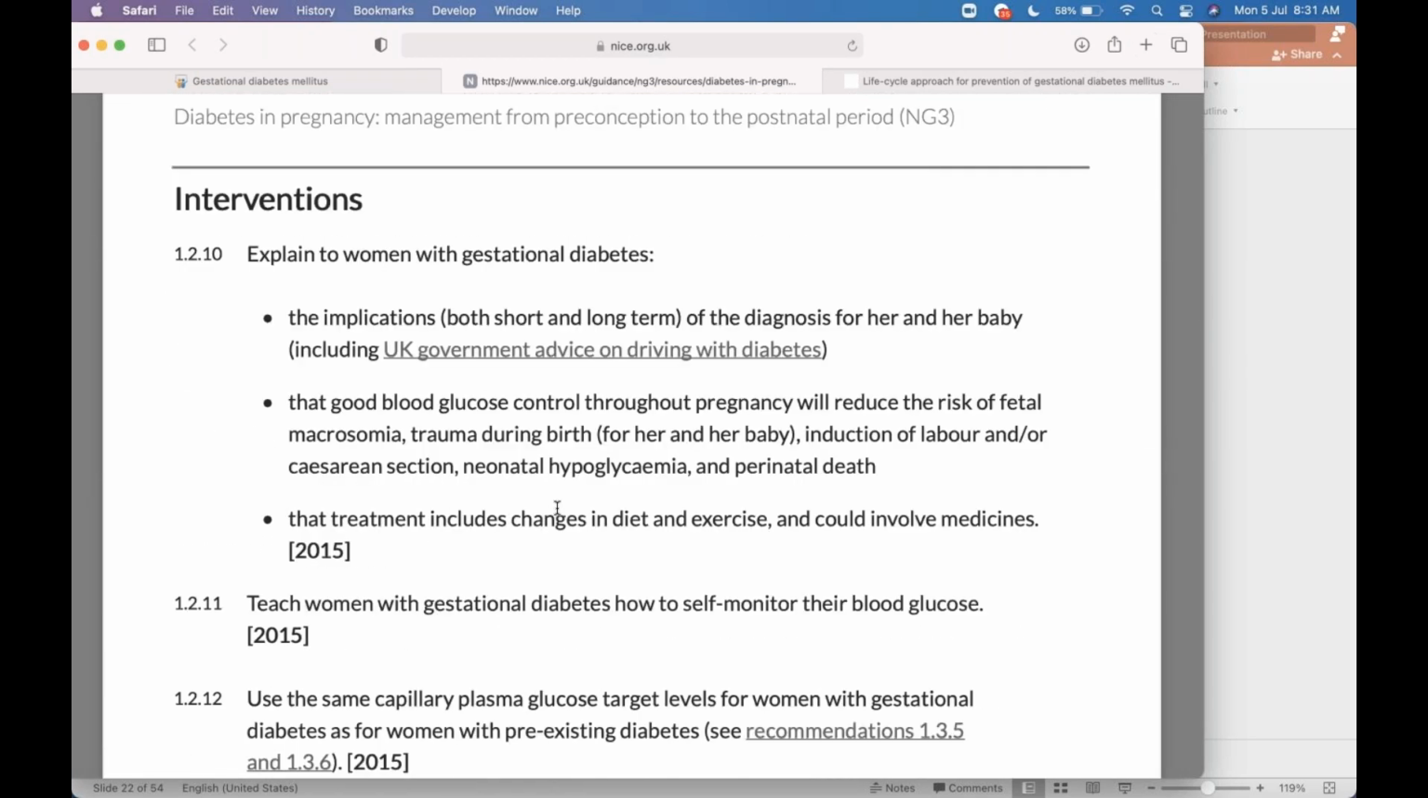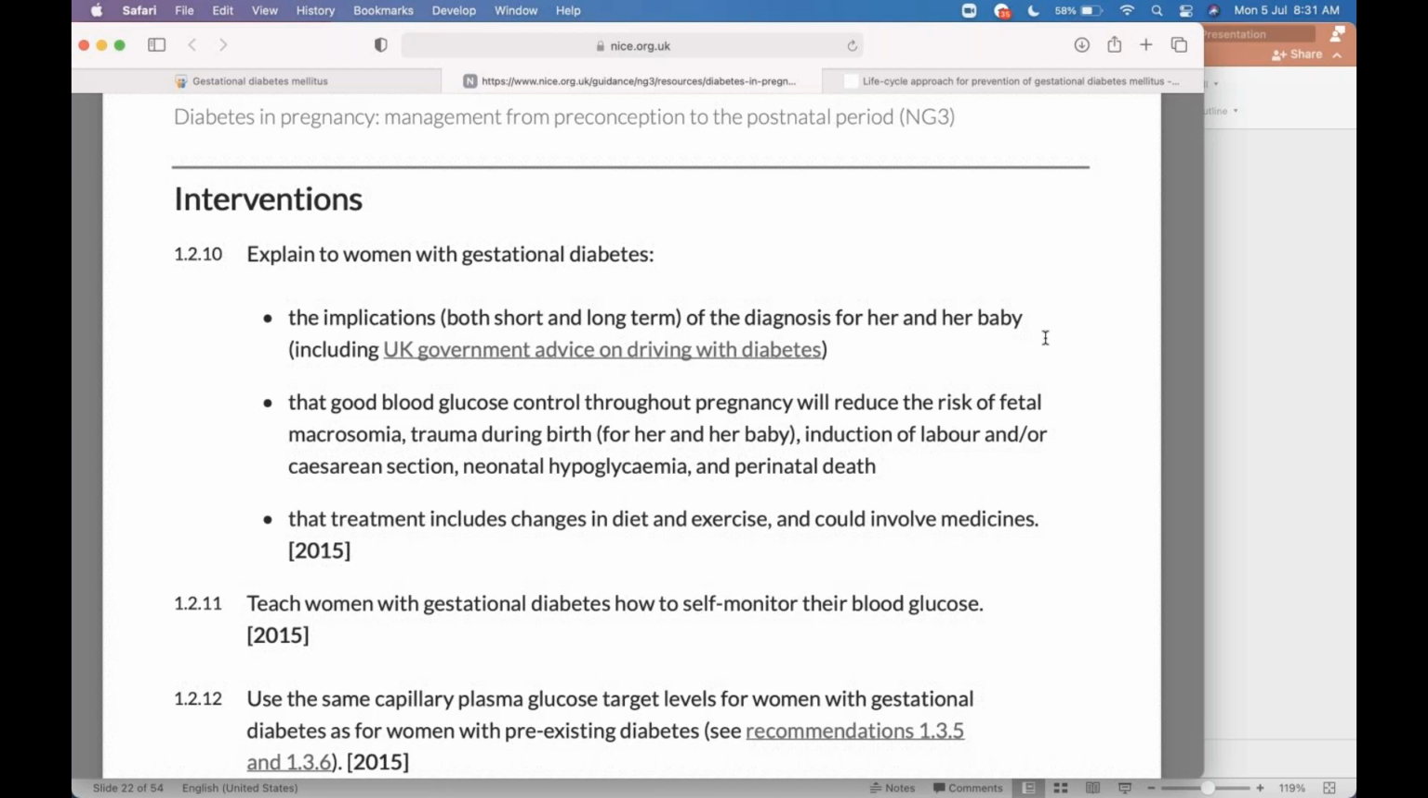Okay. Now once we have diagnosed GDM, immediately you will first explain to the woman what she has, gestational diabetes. You will explain the implications, both short term and long term, of the diagnosis. At the same time you will explain that the baby also has a chance, if female, of developing diabetes in adolescence. All this you will explain.